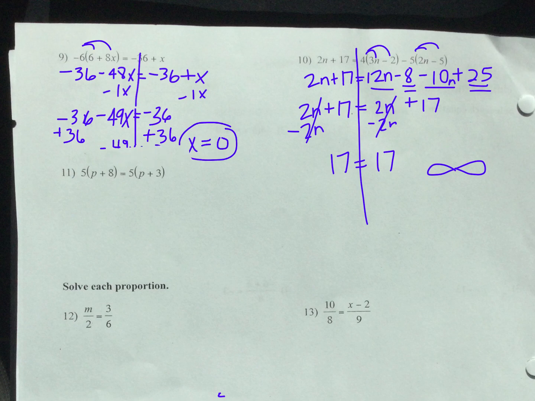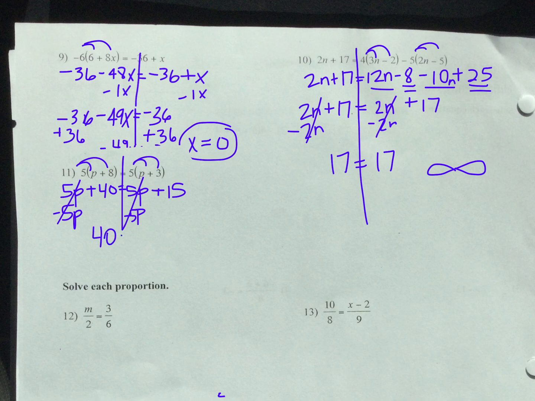All right, let's look at this last one right here. I have to start by distributing. 5p plus 40 equals 5p plus 15. I need to get my p's together, so I'm going to subtract 5p. 5p minus 5p is nothing. So I'm left with 40 equals 15. Well, that is lies. 40 does not equal 15, which tells me that problem has no solution.